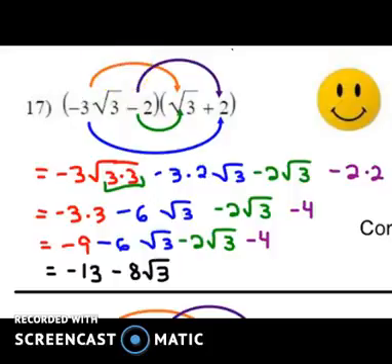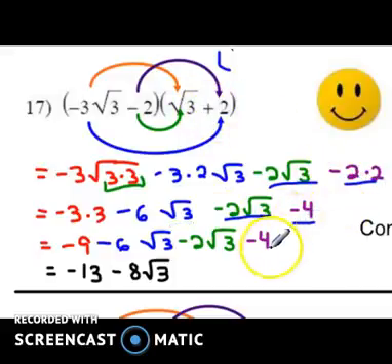So on number 17, I'm going to multiply my first terms. So negative 3 stays by itself. Square root of 3, I have a set of 3's that come out. So negative 3 times 3, that's how I got negative 9. And then I'm going to do my outer terms. Negative 3 times 2 is negative 6. Square root of 3. Then I'm going to do my inner terms. Negative 2 times the square root of 3. So there's nothing to do there. And then I'm going to do my last terms. Negative 2 times 2 is 4.